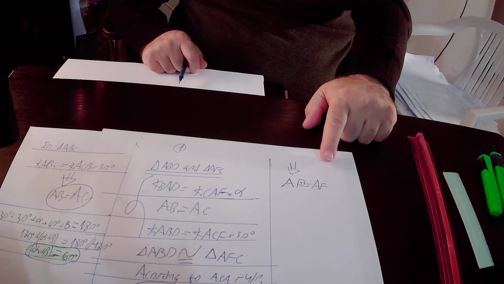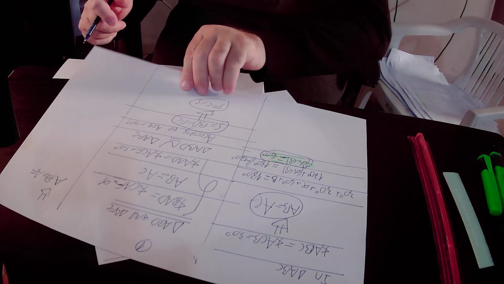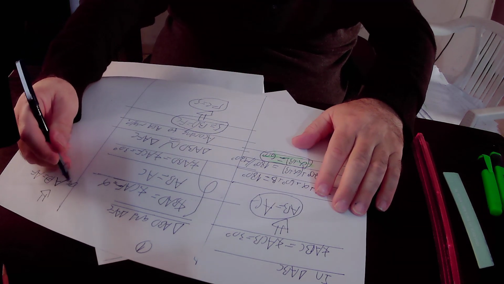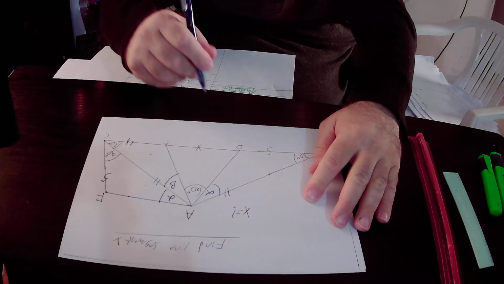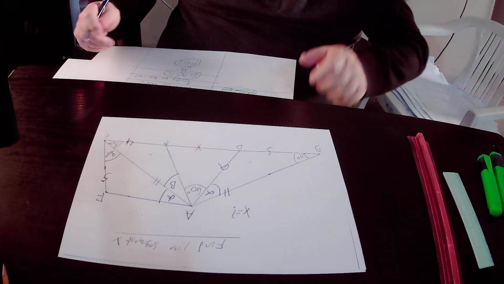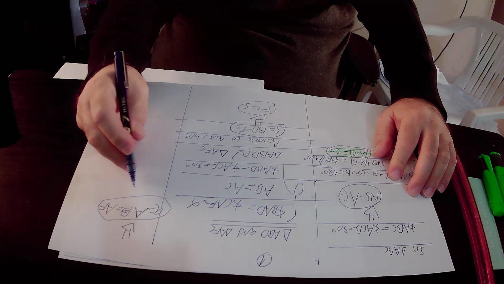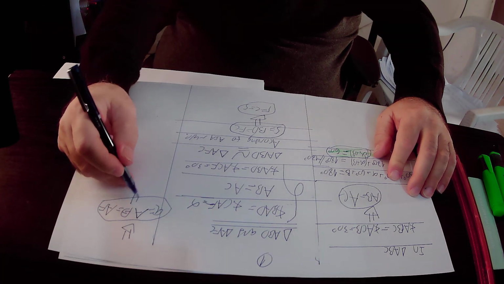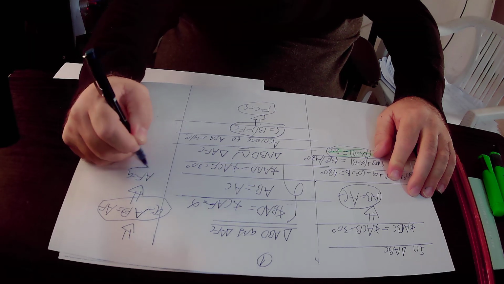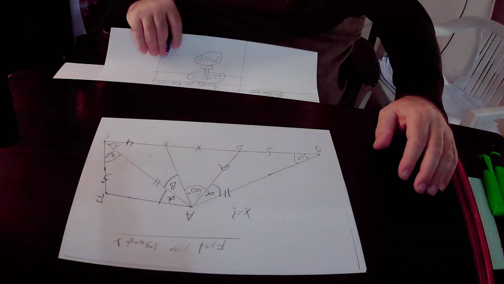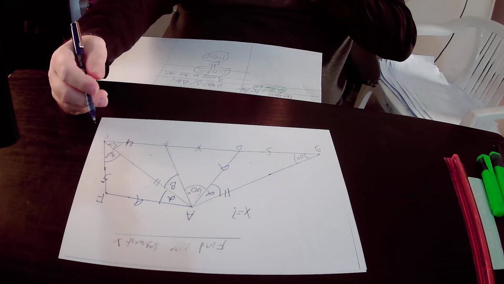So, if we define side AD as A, side AD equals A according to our definition. So we can write down that side AD equals A according to our definition. Then, from this equation, A equals AD equals AF, we derive that side AF is also equal to A. Side AF equals A.